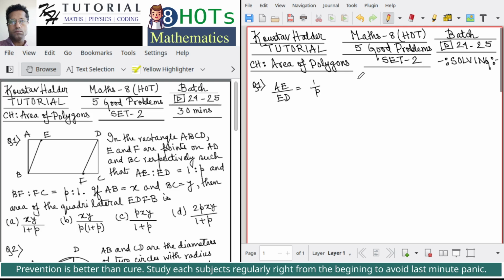Quite possibly, from the given ratio, you will see that AE will be equal to FC. If AE is equal to FC, then definitely ED will be equal to BF. And ED and BF are already parallel, and they are equal. So EDFB will be a parallelogram.